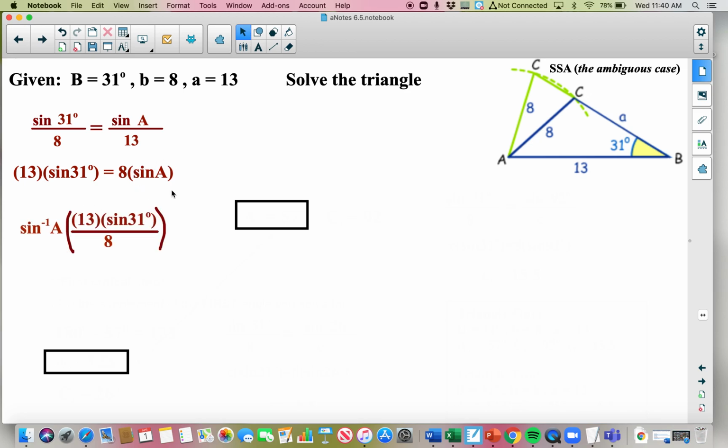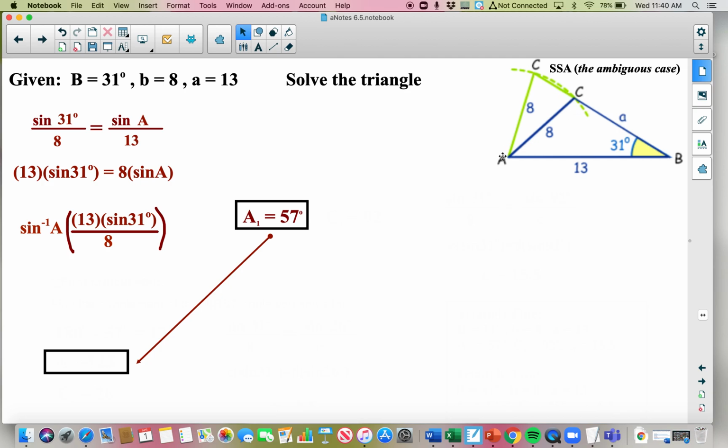When you solve for an angle, and we talked about this in chapter 5, you have to do the inverse. So I'm going to do inverse sine of 13 times sine of 31 divided by 8. Make sure, again, you're in degree mode because we're dealing with triangles. Dump that into your calculator, and you should get 57 degrees. This is my 13, so technically my angle A is labeled C. Again, sorry about the mislabel, but that should be 57 degrees.